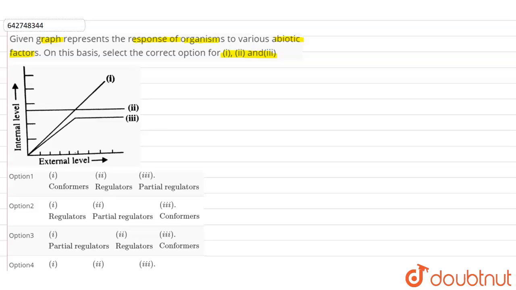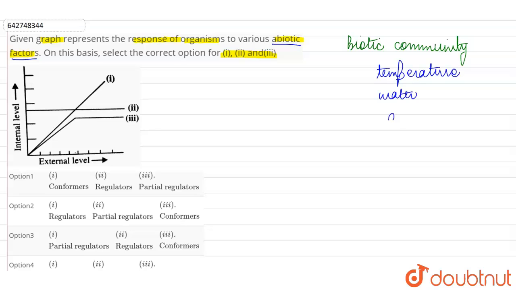Now we all know that the different living organisms which comprise a biotic community or a biological community in an ecosystem, apart from interacting amongst themselves, they also have to interact with various abiotic factors. So the main abiotic factors which can affect living organisms are temperature, water, sunlight, and soil. And the living organisms need to adjust with these abiotic factors in order to survive.